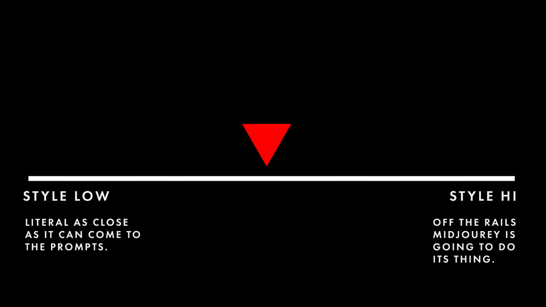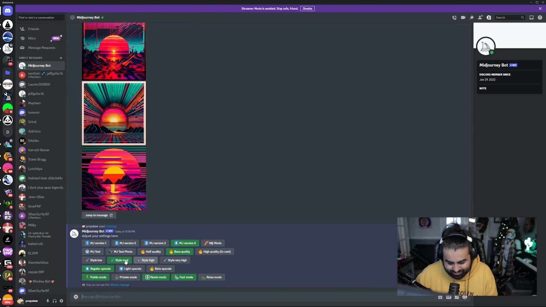Style, I keep that at medium. If you go style low, it follows more of your prompts. If you go style high, it kind of goes off the rails. Style medium, style high, it's worth experimenting. Okay, I will say that I got regular upscale going on. I think beta upscale is actually better. I'm going to do beta upscale.